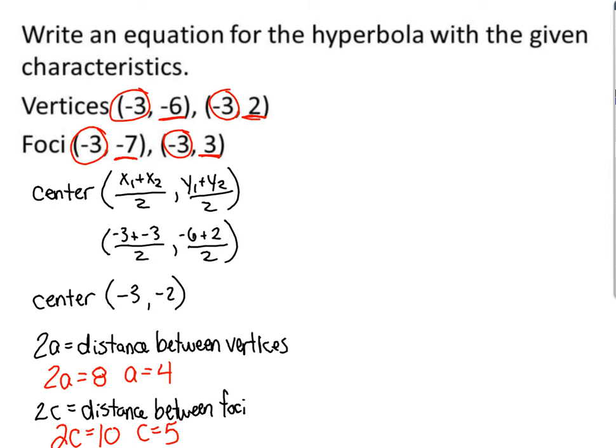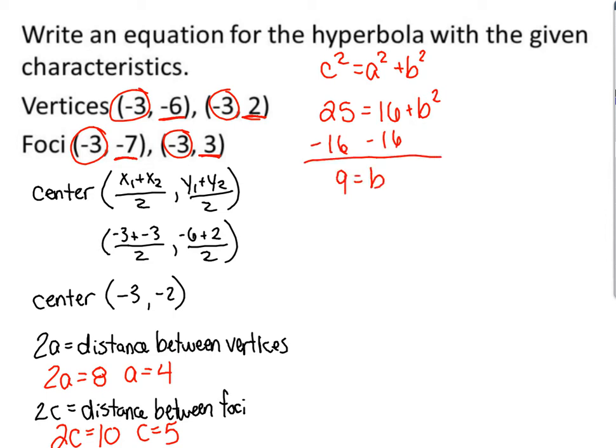Now we need to find our b value. When we're dealing with a hyperbola, c squared is equal to a squared plus b squared, or 25 is equal to 16 plus b squared. To get the b by itself, we're going to subtract the 16 on both sides, and we're going to get that b squared is equal to 9. Now we need to go back and look at the standard form equations of a hyperbola to decide which one it's going to match.